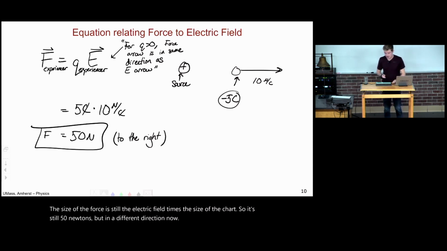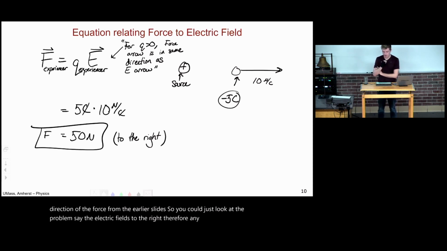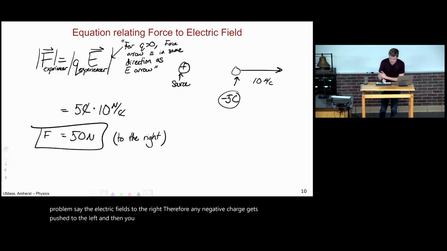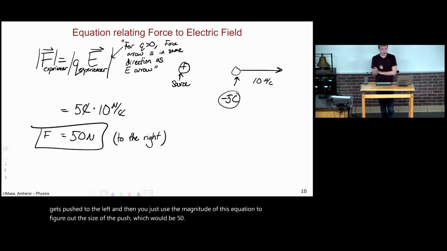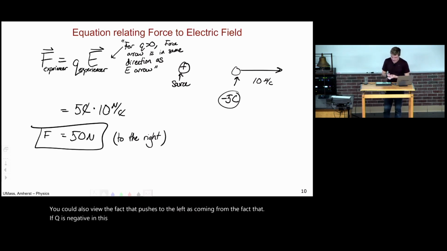You can view this either as you computed the size of the force, and then you just know that negative charges get pushed in the opposite direction of the force from the earlier slides. So you could just look at the problem and say the electric field's to the right, therefore any negative charge gets pushed to the left, and then you just use the magnitude of this equation to figure out the size of the push, which would be 50. You could also view the fact that the push is to the left as coming from the fact that if Q is negative in this equation, it says that the force arrow is in the negative E arrow direction.